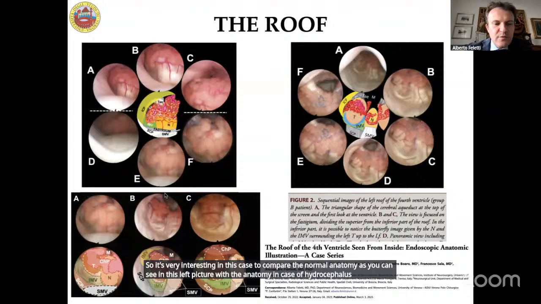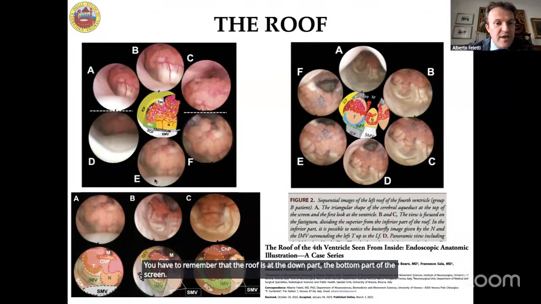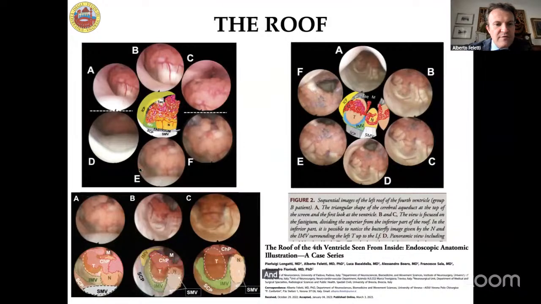So the normal anatomy shows some peculiarities. When you are entering the fourth ventricle, you have to remember that the roof is at the down part, the bottom part of the screen. So in this way, you can see here the upper part of the roof, which is the superior medullary velum. Like here, this is the superior medullary velum. And as you can see in the normal anatomy, the superior medullary velum has a convex shape. And laterally, we can find the superior cerebellar peduncle.